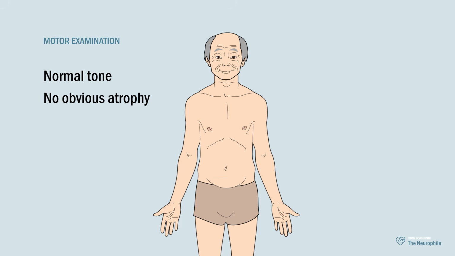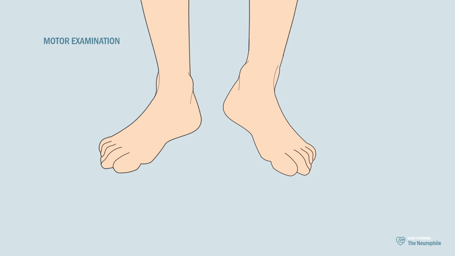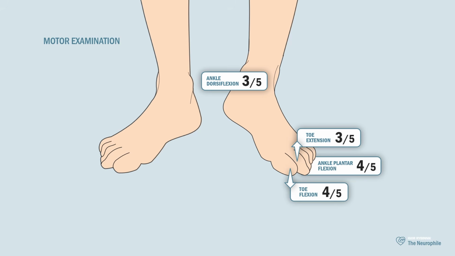On motor testing, the tone was normal, and there was no obvious atrophy. Knee extension and flexion are totally normal. No issues there. But when we look at the foot, that's where things get interesting. There's a foot drop, meaning the patient has trouble lifting the front of the foot. Ankle dorsiflexion strength is 3 out of 5. This patient can lift their foot against gravity, toes toward the nose, but there's no pushback when you add resistance. Plantar flexion, pointing the toes down, is also a little weak, but not as bad as dorsiflexion. So both directions are affected, but dorsiflexion is clearly weaker here.